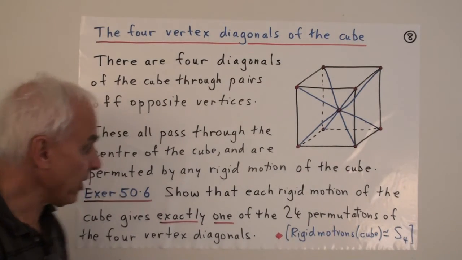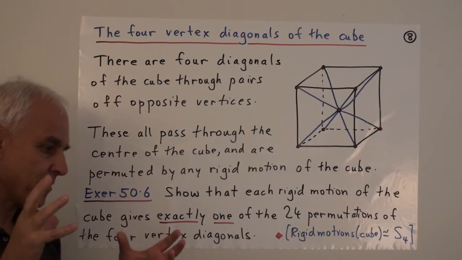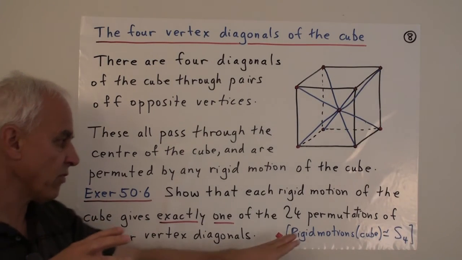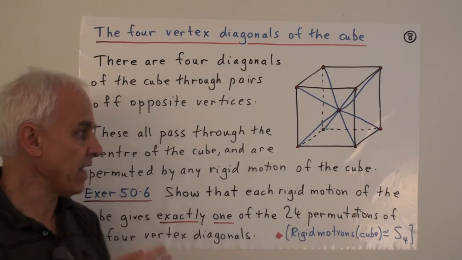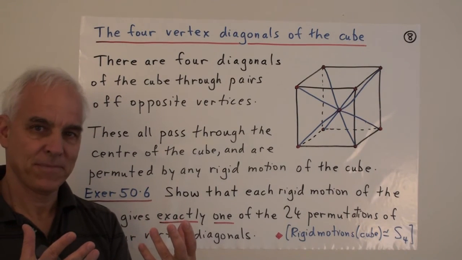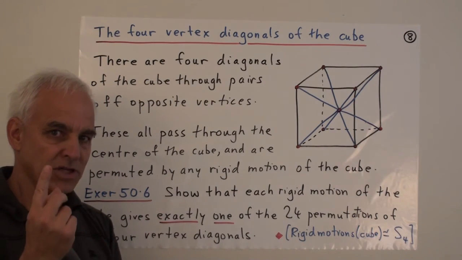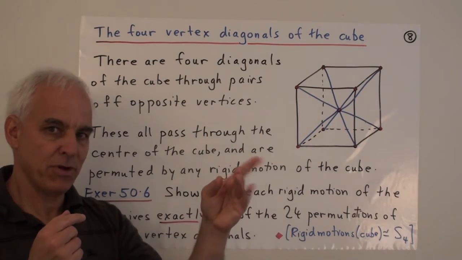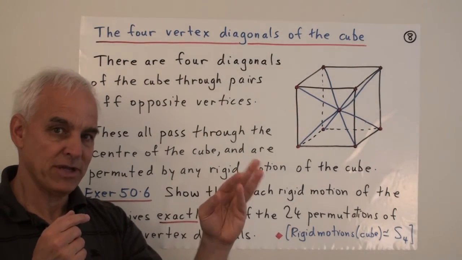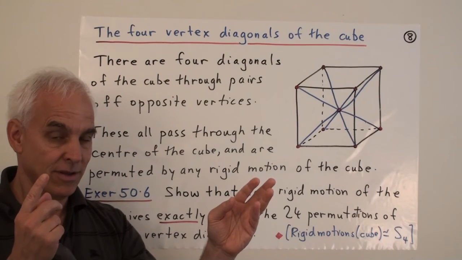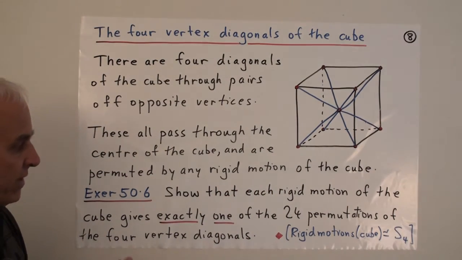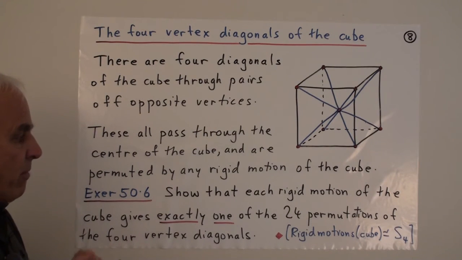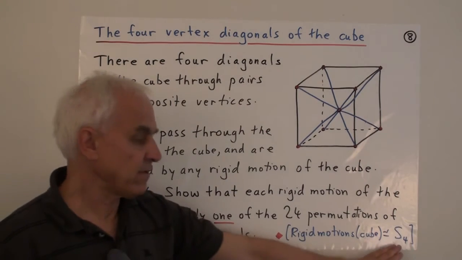And what we're saying here is that, in fact, this correspondence between rigid motions and permutations of these 4 diagonals is faithful. In other words, every rigid motion gives a unique permutation. If you know the permutation, you know the rigid motion. So this is showing that the group of rigid motions of the cube is algebraically the same as S4.